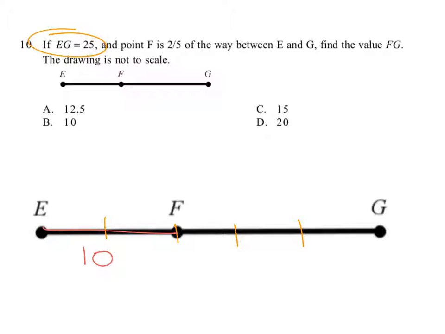And FG is the other 3/5 of the way. Okay? So if it was 5 and 5 and 5, 5 plus 5 plus 5 is 15. F to G must be 15. That totals the 25.